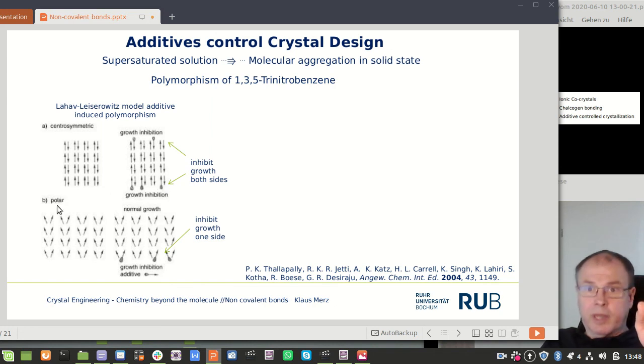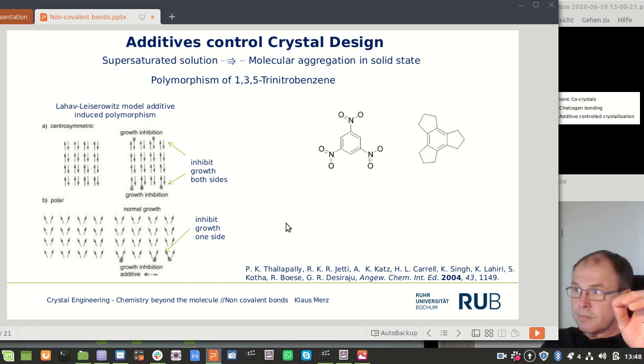This is the situation in a polar crystal structure, yes? Polar crystal structures have no inversion center, and in this case, one of the axes here is inhibited. One side is only inhibited. It can go in this direction, no problem. And this model was used to look at the polymorphism of trinitrobenzene.